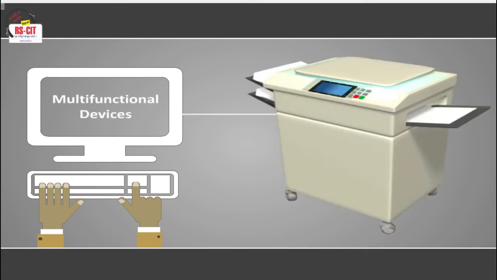Multifunction device performs a variety of functions that would otherwise be carried out by separate peripheral devices. A multifunction peripheral combines a minimum of two of the following: a printer, a scanner and a copier. An example of such a device is a multifunctional printer.